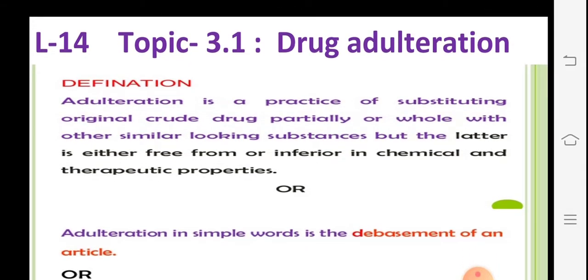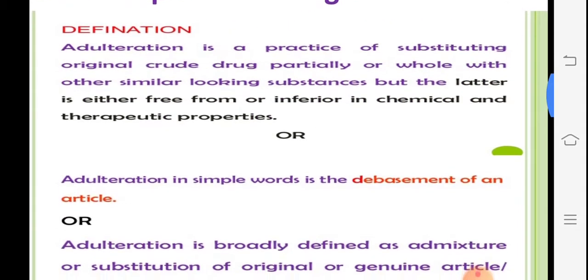Adulteration is the practice of substituting the original crude drug, partially or wholly, with other similar-looking substances which are inferior in chemical and therapeutic properties. We have just seen the different tests. In such drugs, externally they appear the same, but internally and chemically they are not the same. This type of process is called adulteration.